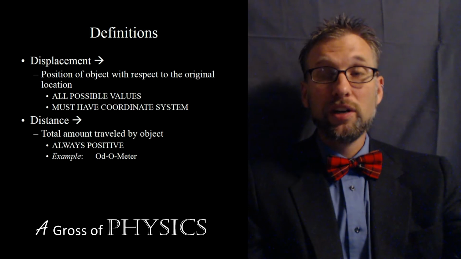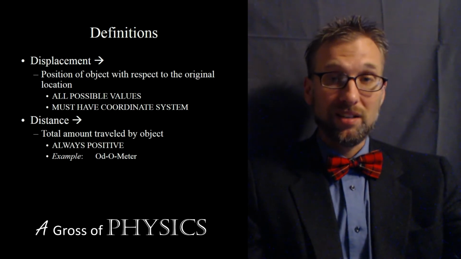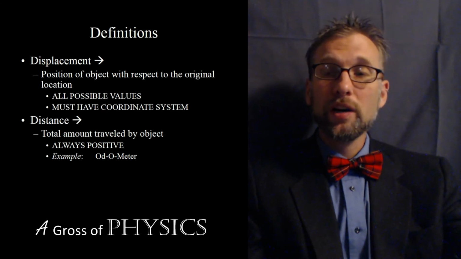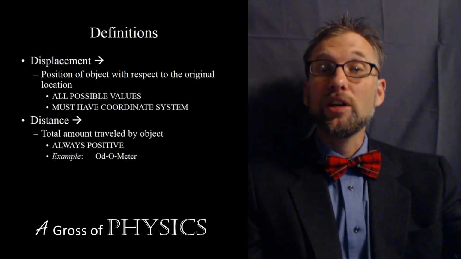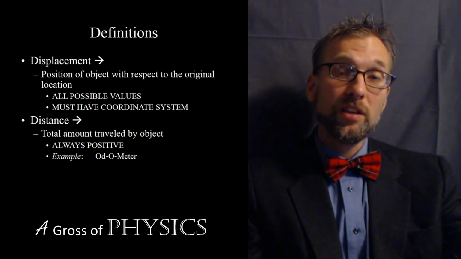If I start at the origin and I go 3 paces east, my displacement would be 3 paces east. If I start in a specific spot and I go in a circular pattern and I end up back where I started, my displacement would be 0.